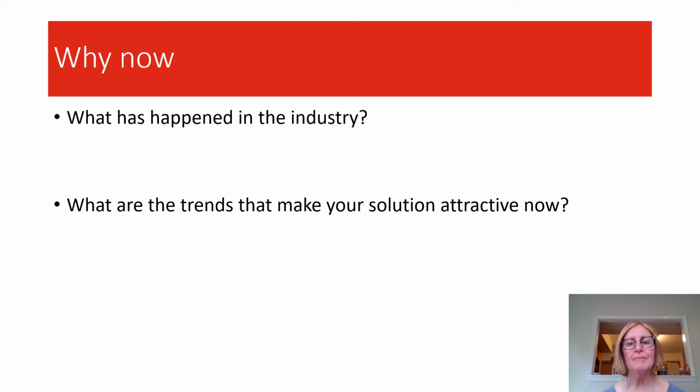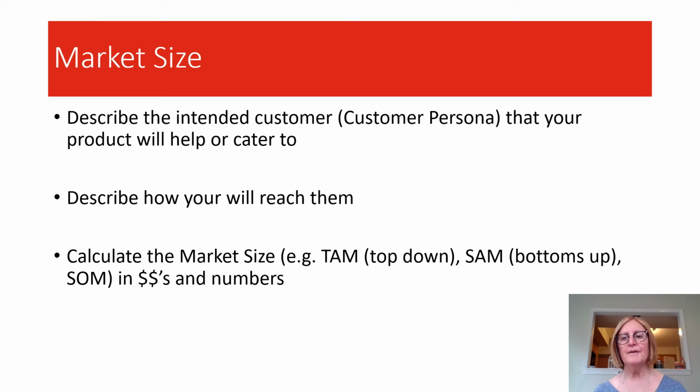After you talk about the problem and your solution to that problem, you want to briefly talk about what's happening in the industry and what trends make your solution attractive now. The next part of your oral pitch requires a little bit of research on your part, and it's about learning about the market. And there's three key points that you want to talk about when you're describing your product or service in relationship to the market.